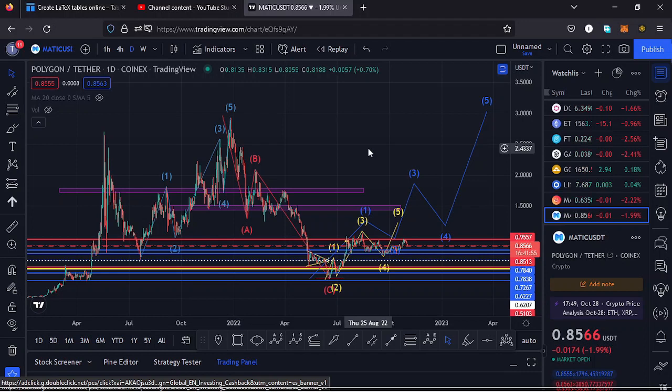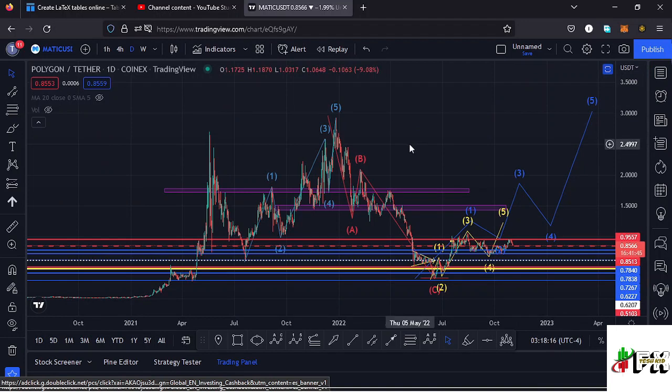Update on Polygon Matic, whose current price stands at the $0.8566 mark, and here on TradingView the market is down by 1.99%. And in this video I want to give you the key scenarios that I expect to play out, basing my analysis on the Elliott wave structures, the Fibonaccis, the areas of support and resistance, and also drawing out any key chart patterns that we have information on this chart.